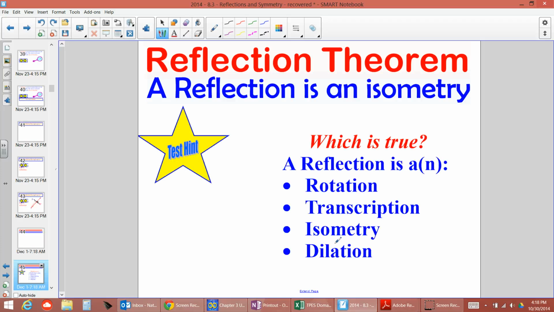All right, so it's an isometry. Right here, reflection theorem: a reflection is an isometry. So which is true? A reflection is an isometry. It just said it right up here. It's not a rotation. It's not a transcription. That's not even something we've talked about in this class. So it's got to be an isometry.